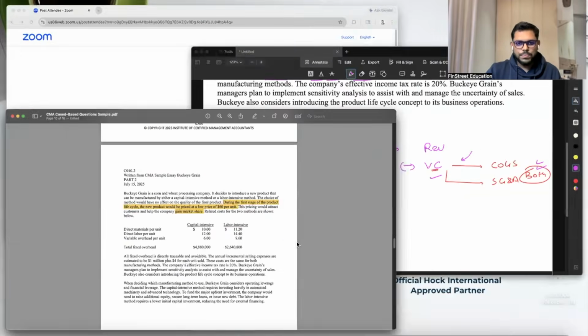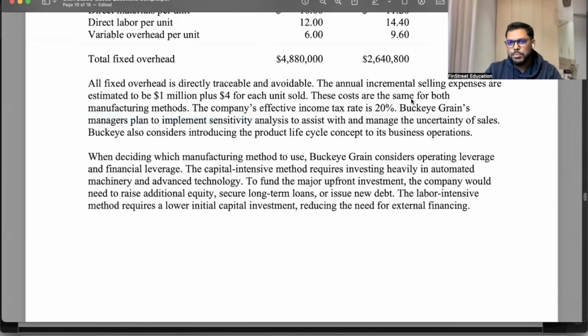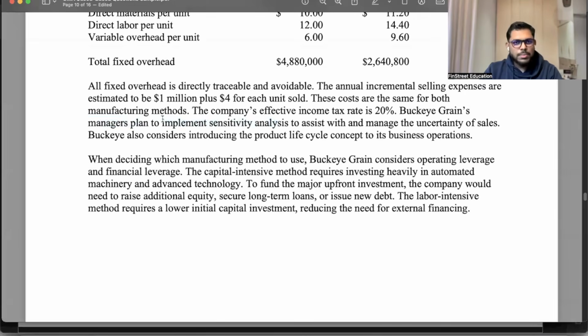Next. The costs are the same for both manufacturing methods. Company का effective 20% tax rate. Managers, this is important. Buckeye Grains managers plan to implement sensitivity analysis. We'll discuss this later, but something to note. Let me highlight it. To assist with and manage uncertainty of sales. Buckeye also considers introducing product lifecycle concept to its business operation.